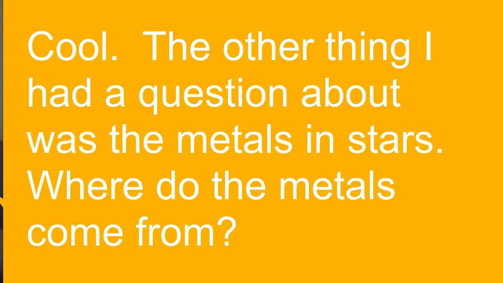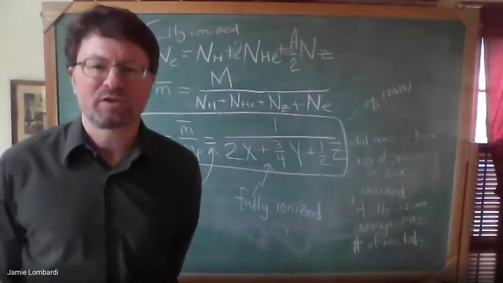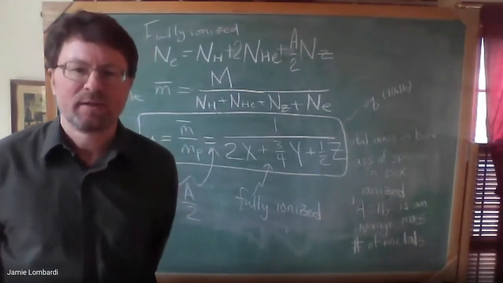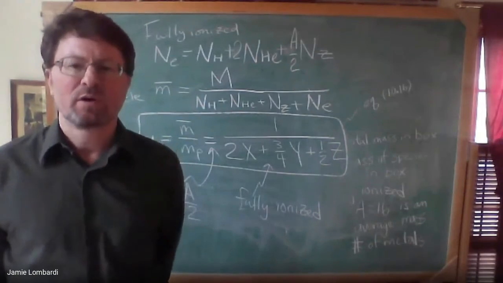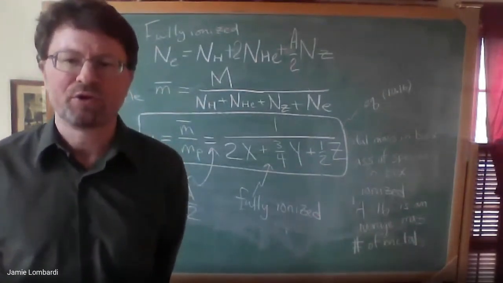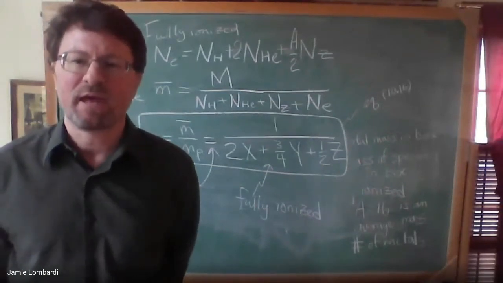The other thing I had a question about was the metals in stars. Where do the metals come from? Where those metals come from is previous generations of stars dying and ejecting their gases out into space. And so for stars like the sun that formed out of gas clouds that had been polluted by previous generations of stars, there's almost 2% metals in them.